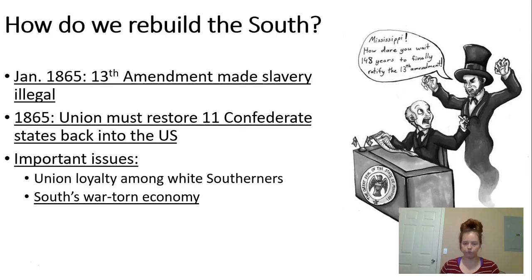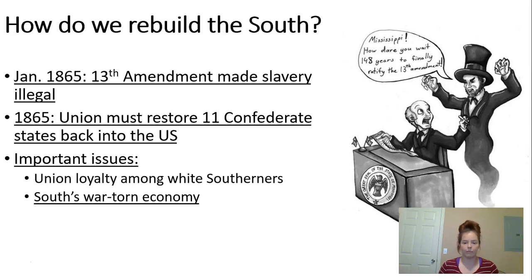So the first thing to talk about is right after the war, we have the 13th Amendment that becomes law, and this makes slavery illegal. So that's the first thing that happens. And really the goal of 1865 is, again, restoring these 11 Confederate states back into the United States. Some important issues that will come from this are white Southern loyalty to the United States, and also repairing the South's economy.